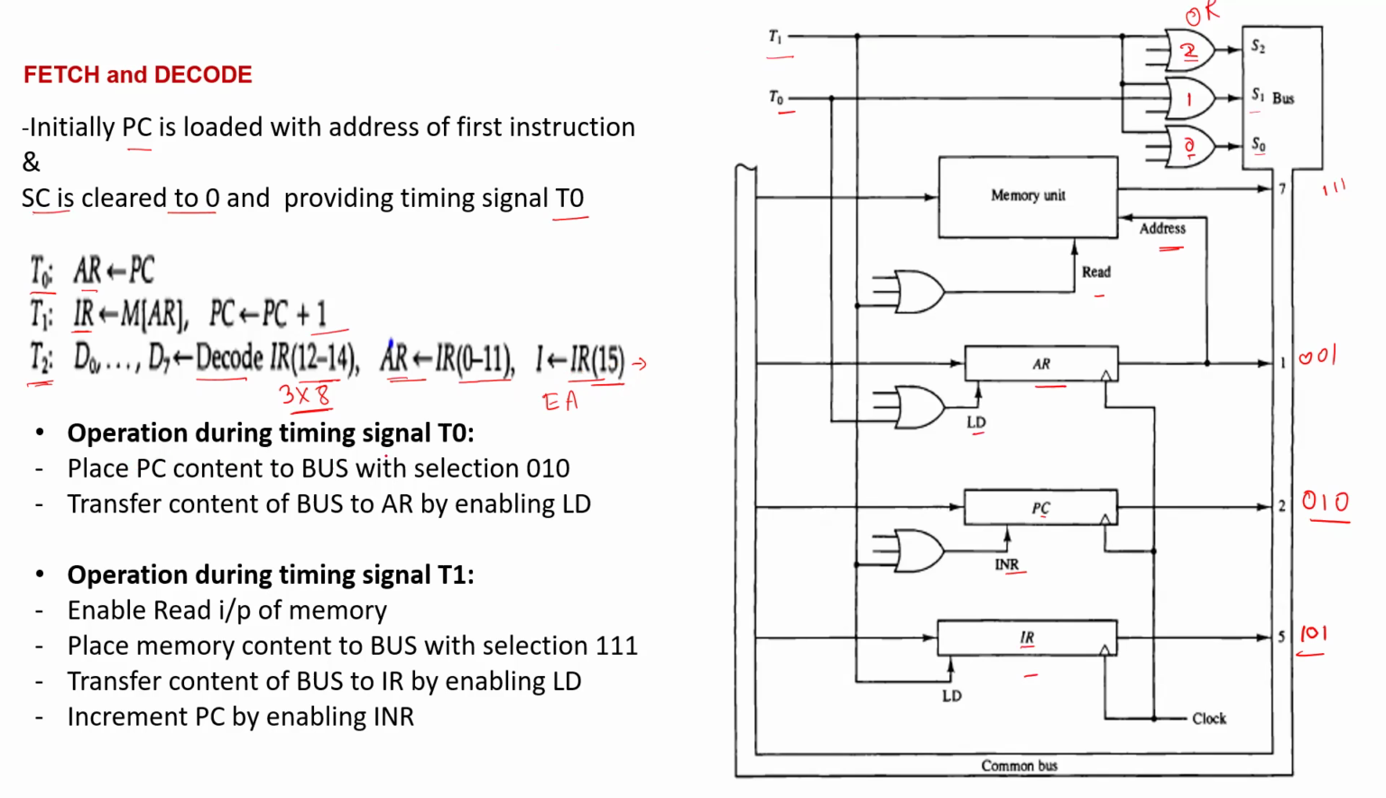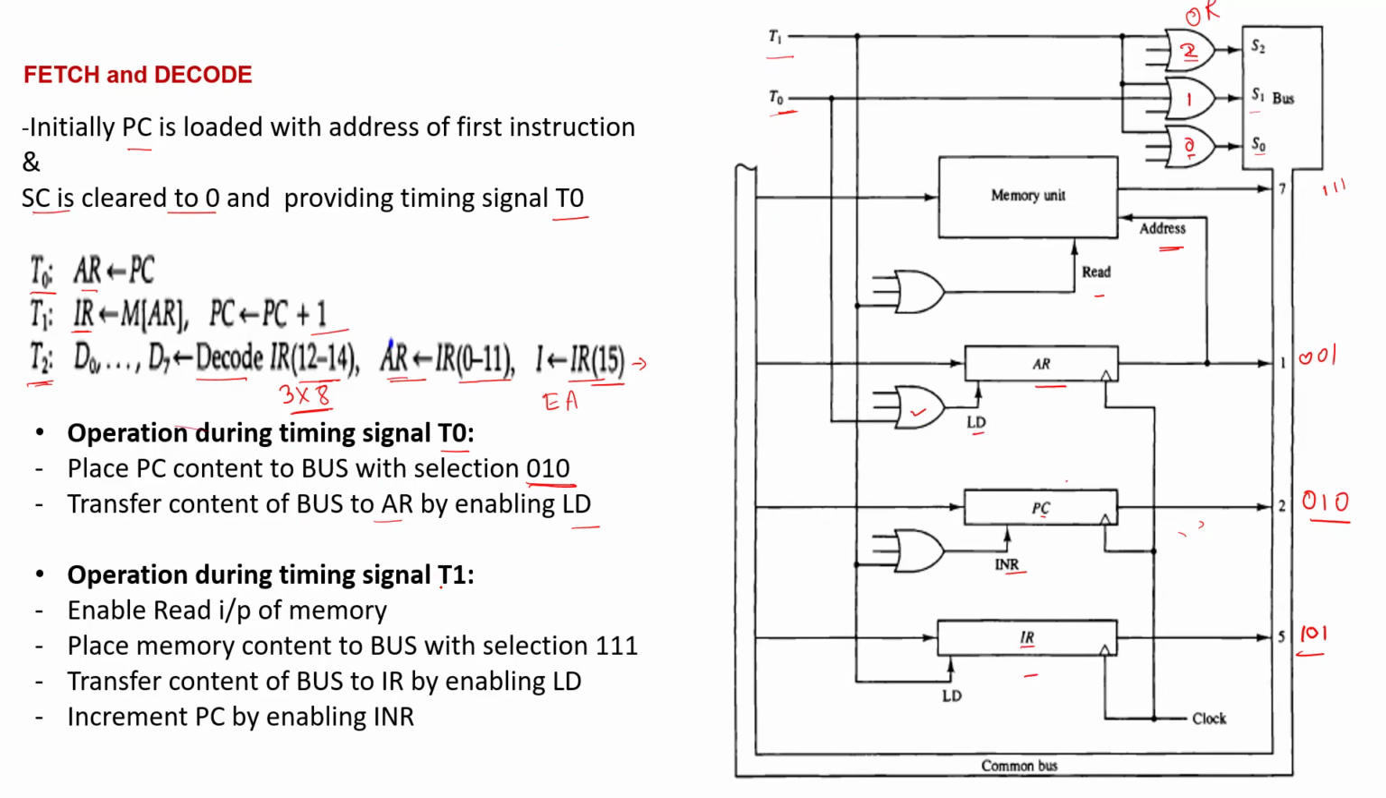Finally, the operation during timing cycle T0: the PC content is placed on the bus, with the selection line set to 2. If 010, then the PC content will be given to the bus. The PC and the address register do not communicate directly, so the common bus is used. The content is given to the common bus, and the transfer from the common bus to the address register takes place if load is enabled. You can see that load is connected with OR gates, and this OR gate is connected to T0. So this is how the timing cycle controls the entire operation.